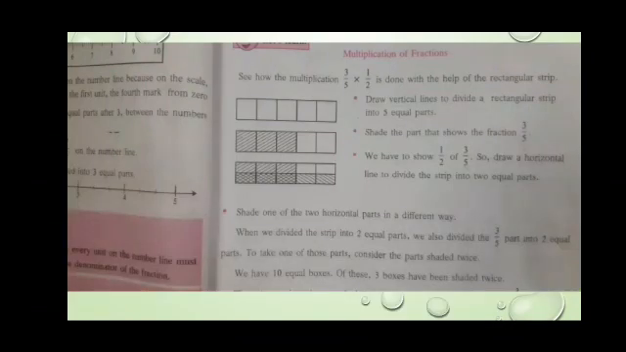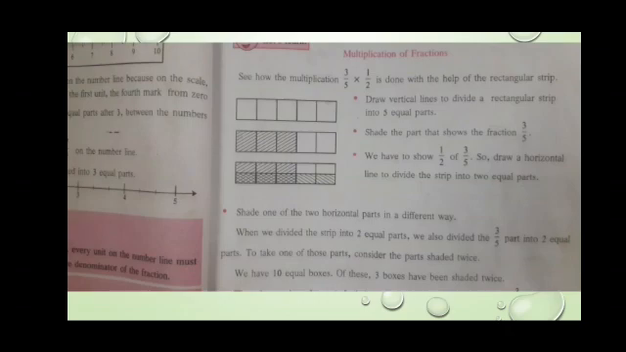Now children, our next topic is multiplication of fractions. Here you can see your textbook page. Now let's see how the multiplication 3 by 5 multiplied by 1 by 2 is done with the help of the rectangular strip. The first step, you have to draw a vertical line to divide a rectangular strip into 5 equal parts. First a rectangle is drawn, then that rectangle is divided into 5 parts.